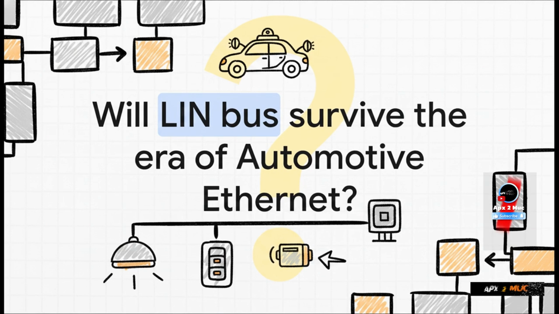As we wrap up this explainer, I want you to think about this for a second. We are entering an era of fully autonomous driving, massive LiDAR data streams, and ultra-fast automotive Ethernet. But surprisingly, the brilliantly optimized, low-cost LIN bus is projected to just keep growing. Because honestly, no matter how advanced that supercomputer in the dashboard becomes, you still need an efficient, super cheap way to turn on the dome light.